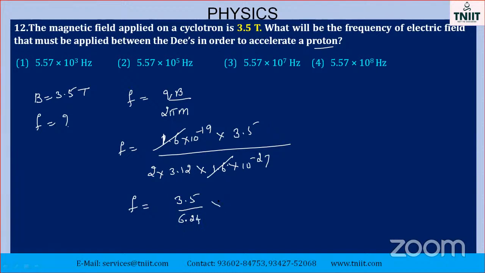3.12 and 2, it is approximately 6.24 into 10 raised to plus 8. So what is 3.5 by 6.24? It is approximately 0.5 times. I can say it is 0.5 into 10 power 8, or you can say approximately 5 point something into 10 power 7. So 5 point something into 10 power 7 is the right answer. So option 3 is the correct one.